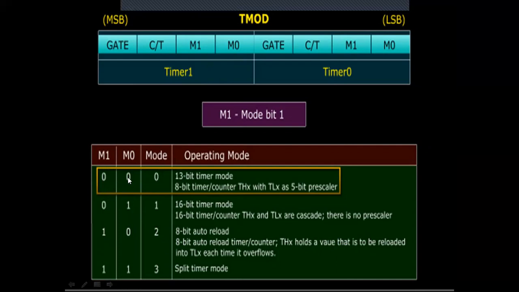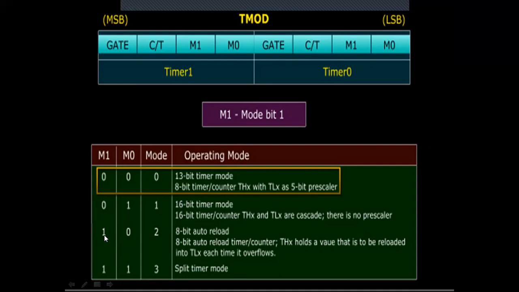When M0 and M1 are both 0, it is known as mode 0 and it is a 13-bit timer mode, where an 8-bit timer or counter THX will be there with TLX as a 5-bit prescaler. So it is a 13-bit timer mode. The range is different for each mode. When the value is 0, 1, that is M1 is 0 and M0 is 1, it is mode 1 and it is a 16-bit timer mode. So complete 16 bits are used. So the range is higher compared to the first mode.